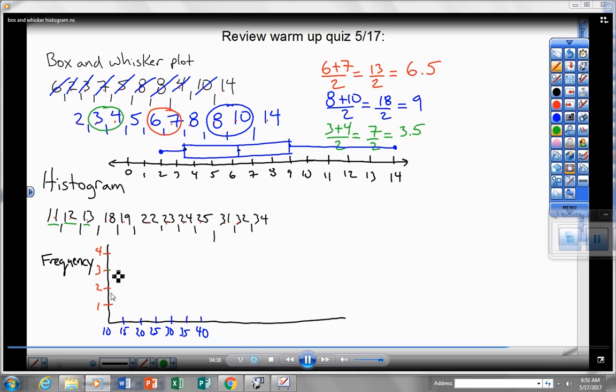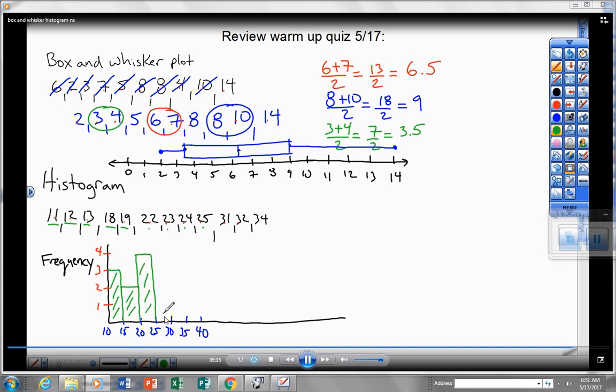So what I do, since I have 3 of them, I draw a little bar up to 3, since there's 3 numbers in that range. Next, between 15 and 20, looks like I have 2 numbers in that range. So I draw a little bar that shows frequency 2 numbers in that range. Between 20 and 25, I got 1, 2, 3, 4 numbers in that range. So I draw my little bar all the way up to 4, which shows between 20 and 25, I have 4 numbers showing up, the frequency, 4 of them.